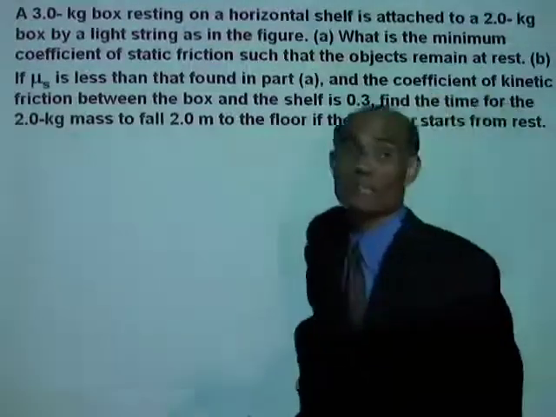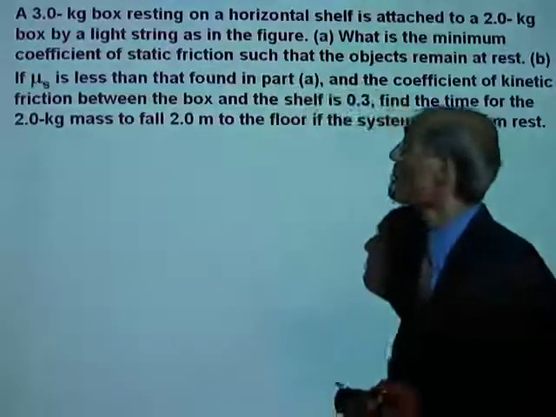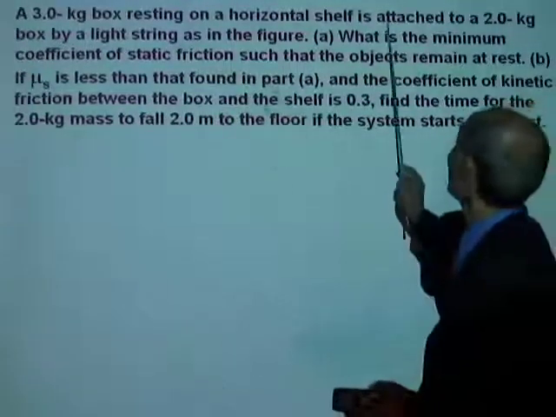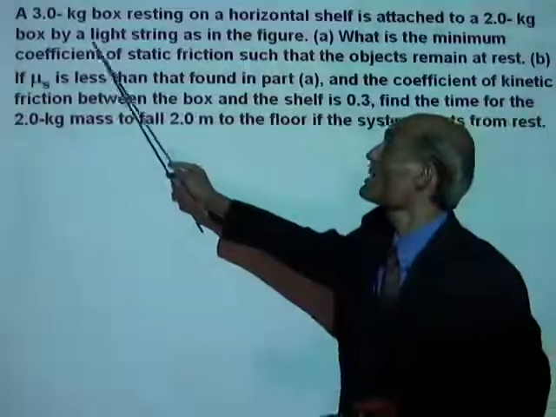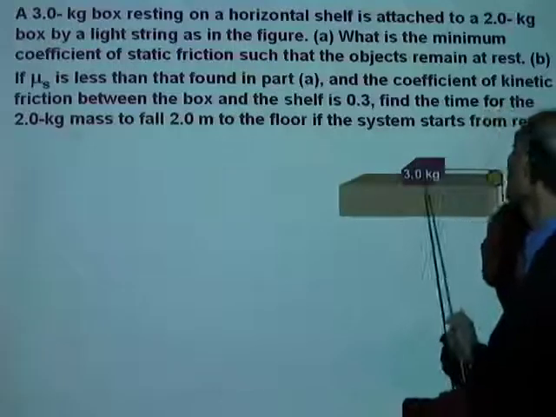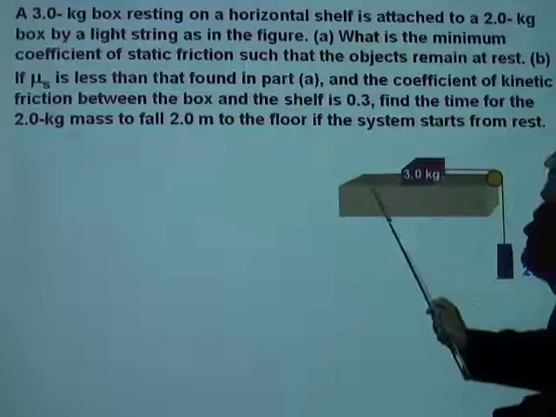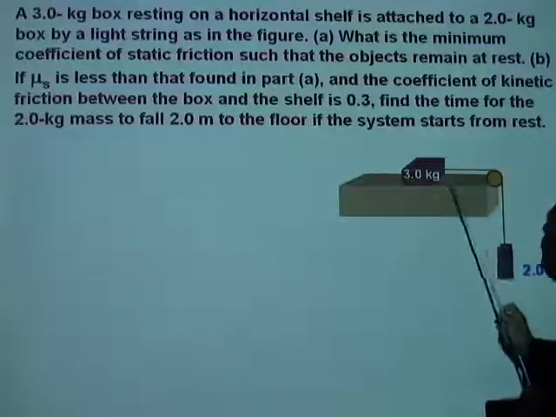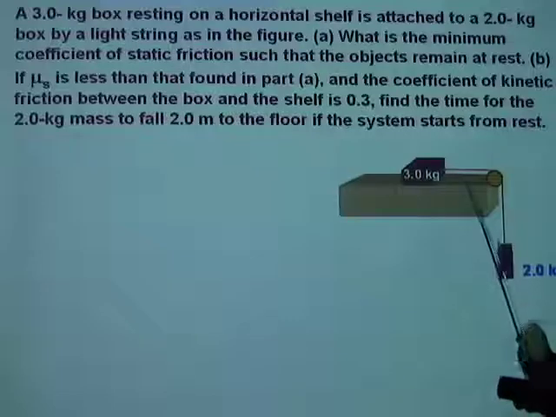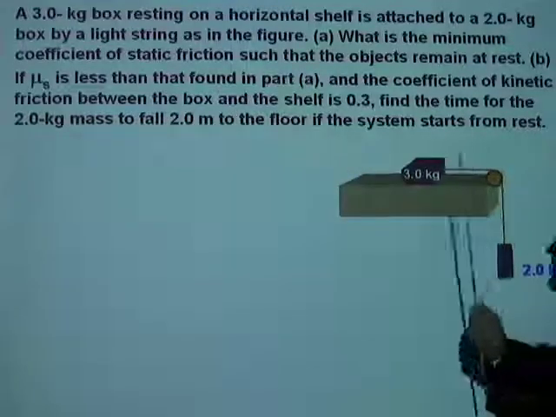Alright, let's now do another problem. A 3 kilogram box sitting on a horizontal shelf is attached to a 2 kilogram box by a light string that passes over a pulley.